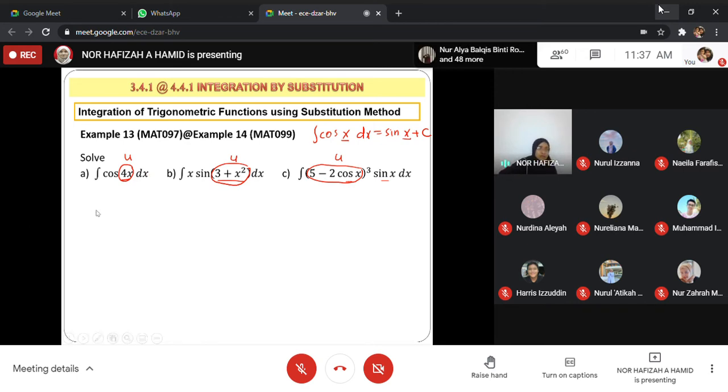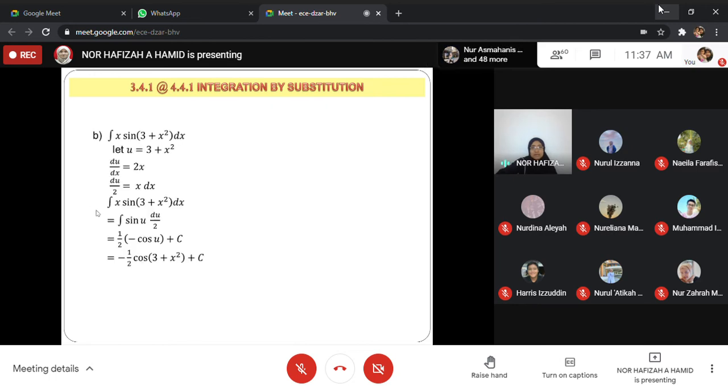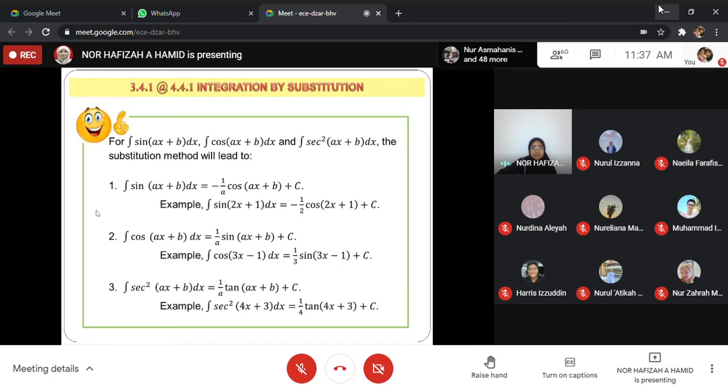This is also the same, you can refer to the recorded video. So I want to show this formula. Okay, so we have a formula for trigonometry. For integrations of sine ax plus b, cos ax plus b, and secant squared ax plus b, the substitution method will lead to this formula.